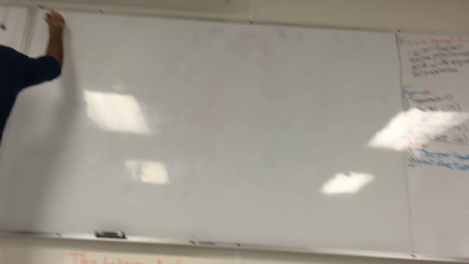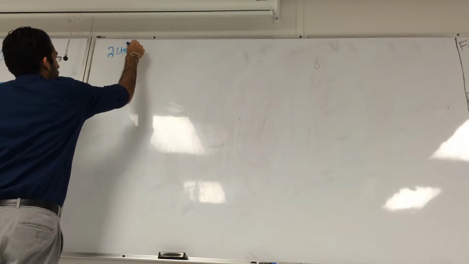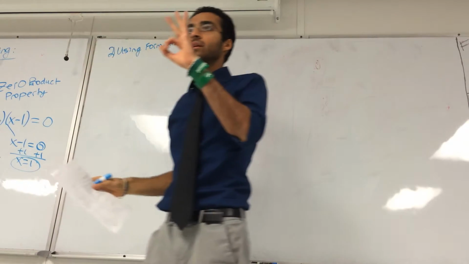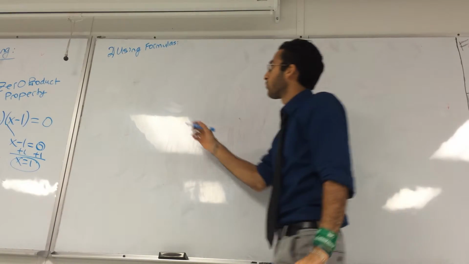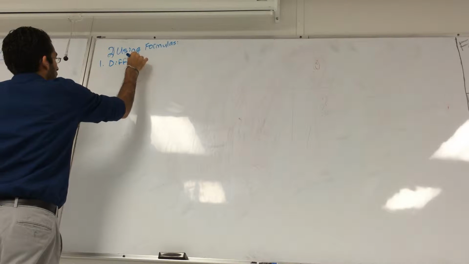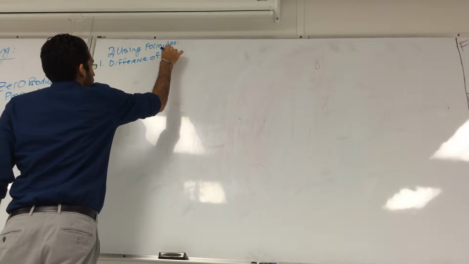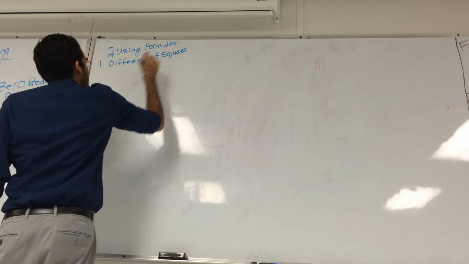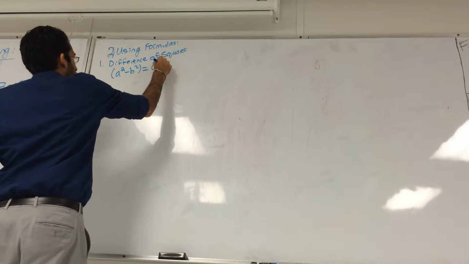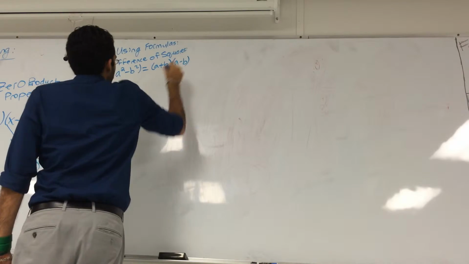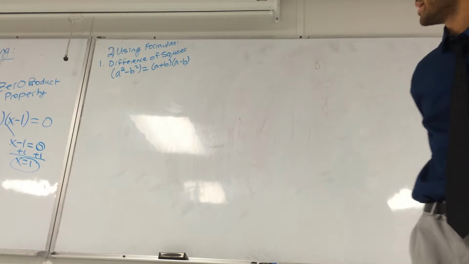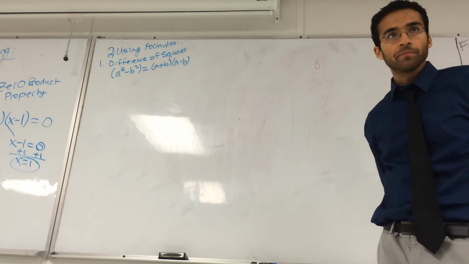So number 2, I'll call it using formulas. We have 3 important formulas. The first one is called the difference of squares. This says if I have a squared minus b squared, it equals a plus b times a minus b.